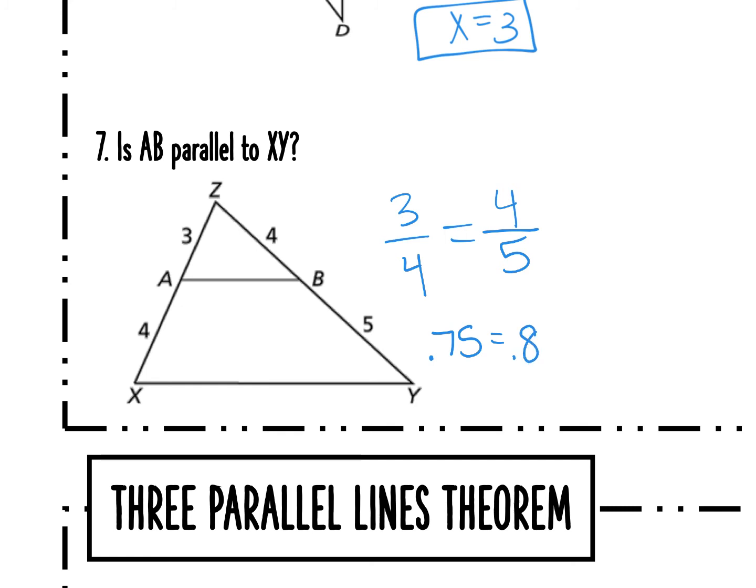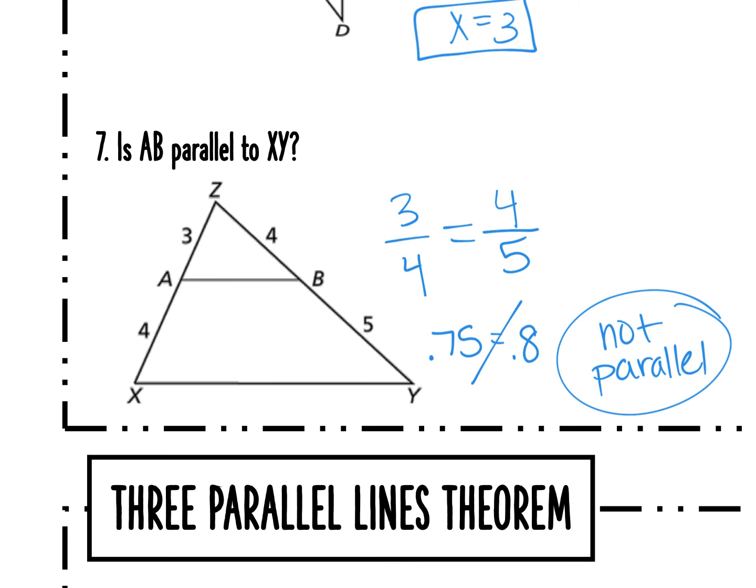And now we can compare those two numbers. 0.75 is not equal to 0.8. So what this is telling us is that these two lines are not going to be parallel. So again, if the decimals are not equal, then those lines are not parallel.